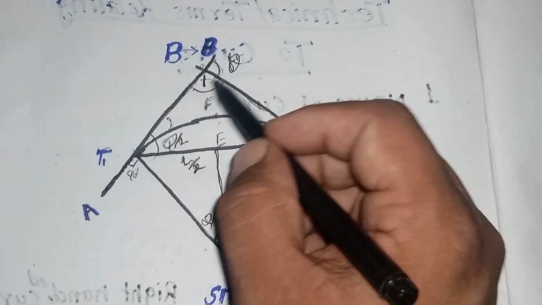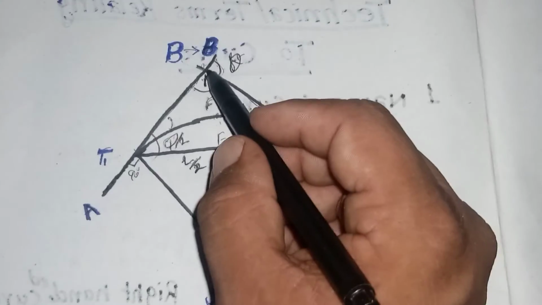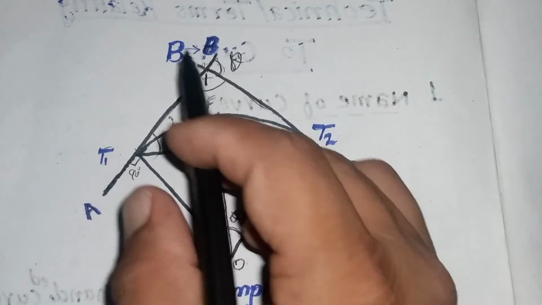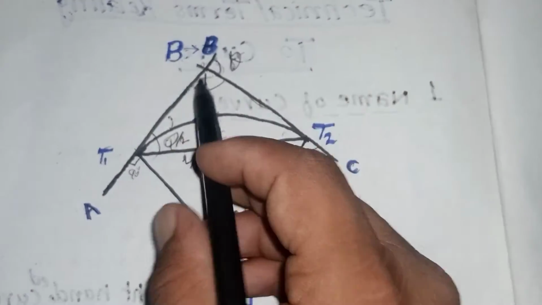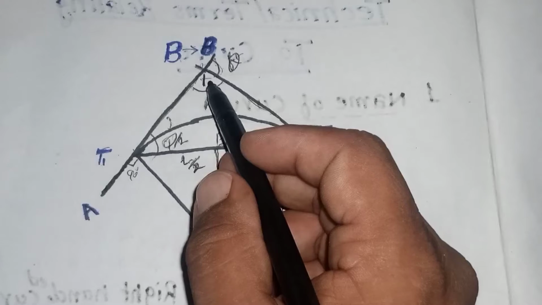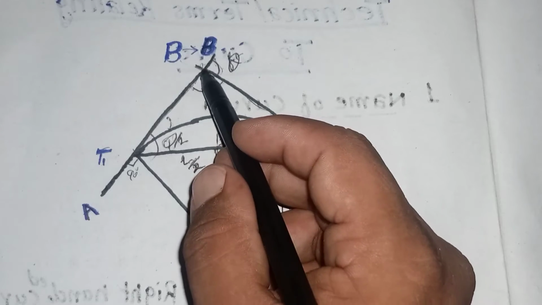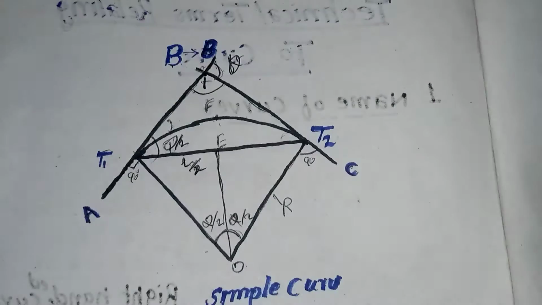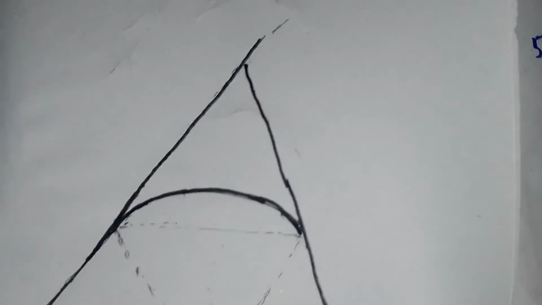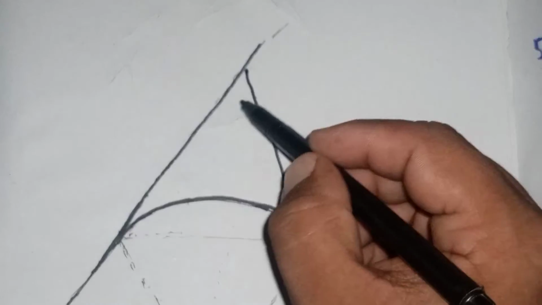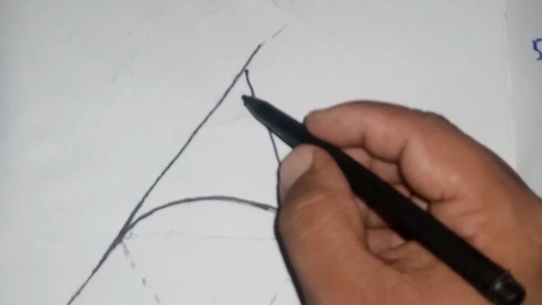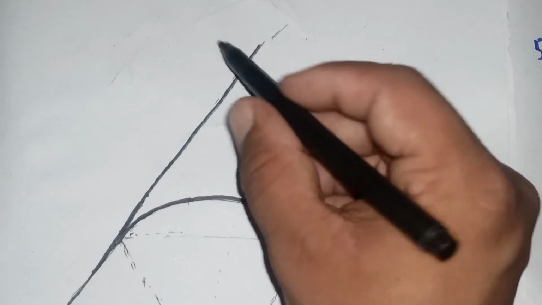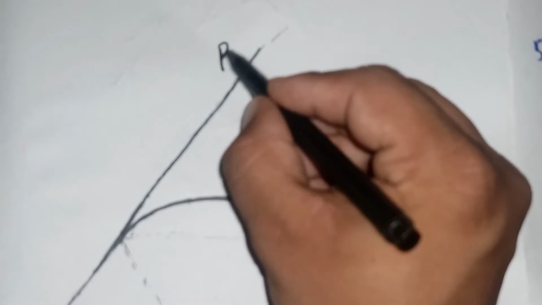We say that when two straight lines or tangent lines intersect each other at a point, that point is called the intersection point and is denoted by B. So these two straight lines intersect each other at this point, and this point is called the intersection point, denoted by B.